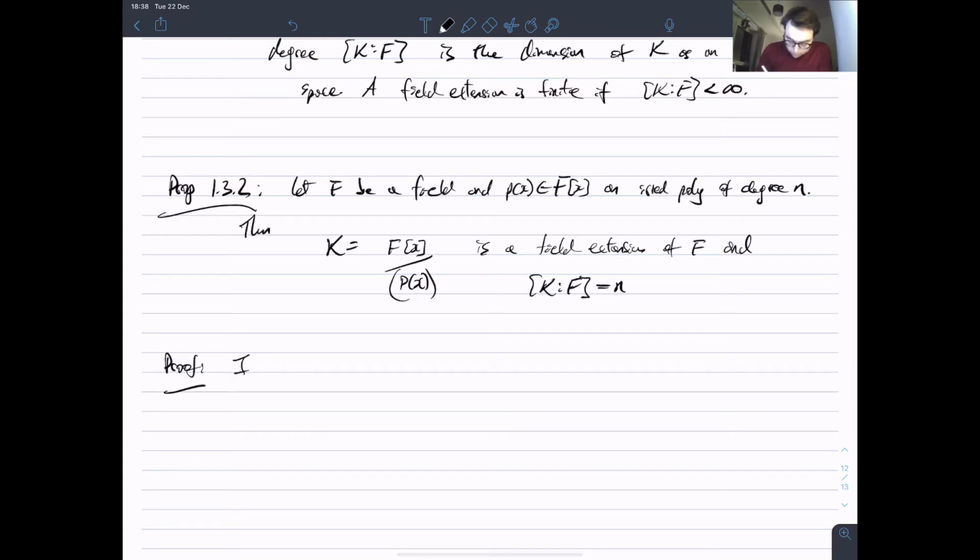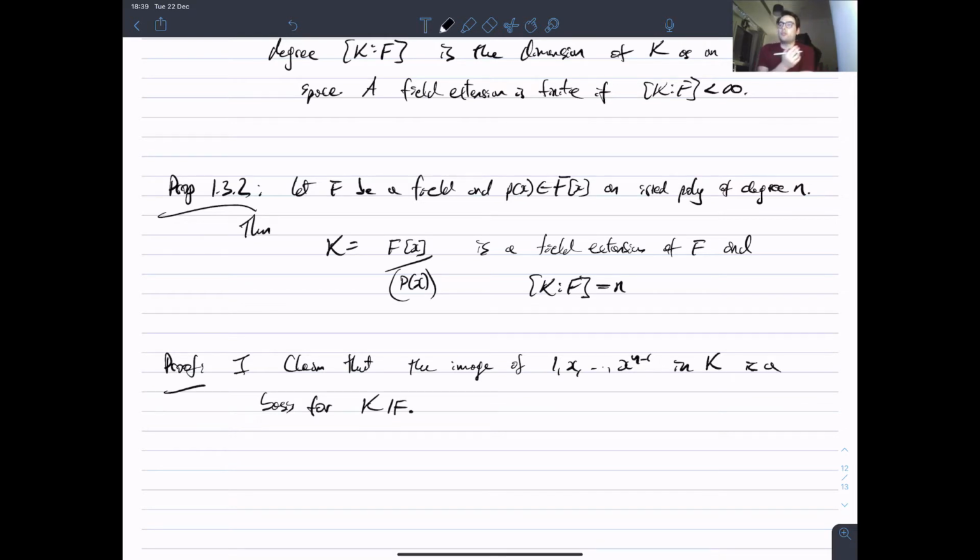So I claim that I know what a basis for this is. I claim that the image of 1, x, ..., x to the n minus 1 in K, so you think of these as polynomials in F[x], and you think of what their image is inside of K, I claim that this is a basis for K over F. So we have to check that it spans and that it's linearly independent.